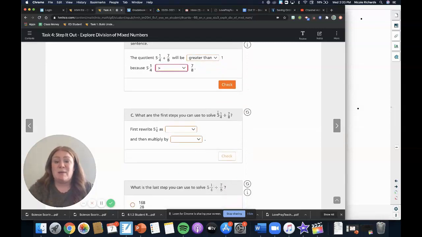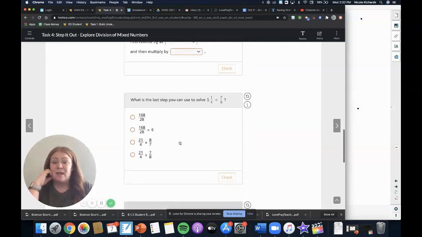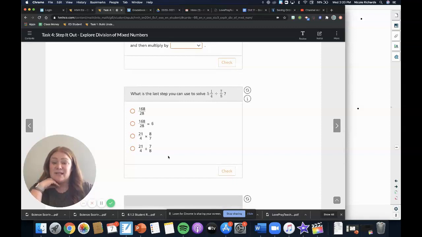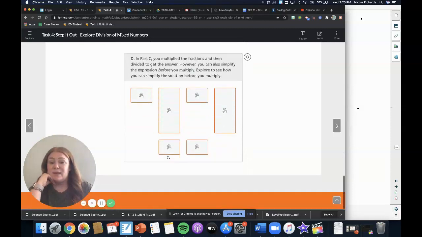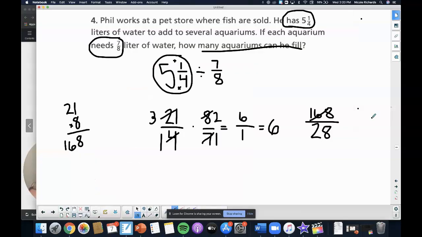Okay, so to do this problem, we had to rewrite 5 1/4 as what, and then we multiplied by what. So just tell me what was your copy here of an improper fraction, what was the flopped number here. Okay, and then tell me your final answer here. So tell me how many he can fill up. And then this part here is just doing what I was explaining. So rather than having 168 out of 28 pieces, if we simplify first, we make our work a lot easier.